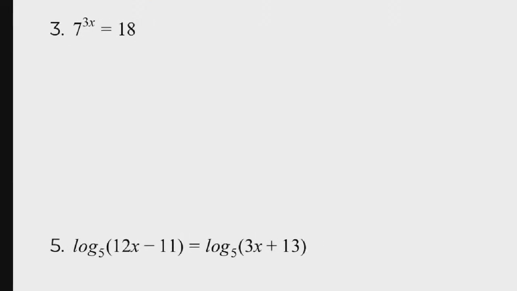Okay, number 3. We have 7 to the 3x power equals 18. This time we can't get them to have the same base, but to bring that power down, we can use log base 7 on both sides. Let me write it out so you can see it. 7 to the 3x equals log base 7 of 18. Now this part will cancel out because they have the same base of 7. So that means 3x equals log base 7 of 18.